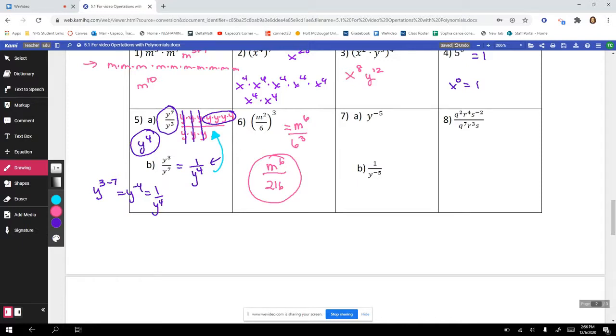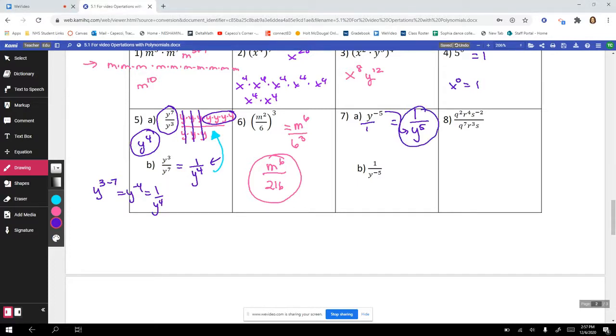Now, number 7, we're starting to look at some negative exponents. I can't have a negative exponent. So what happens is, right now, this is really a numerator, right? So I like to say go to the other side of the dividing line. Go to the other side of the dividing line, and that negative exponent becomes a positive. And then I need a 1 on top.